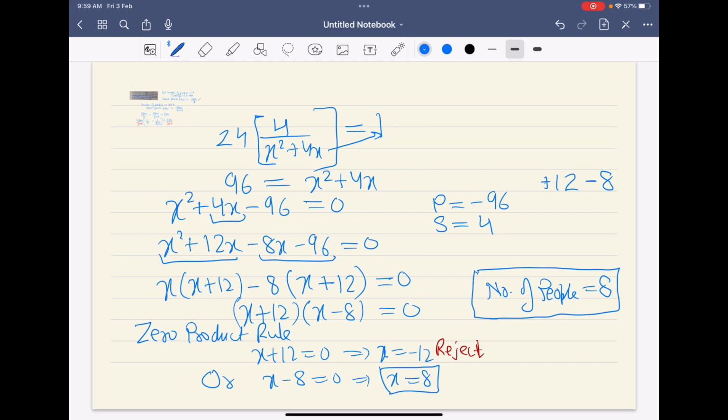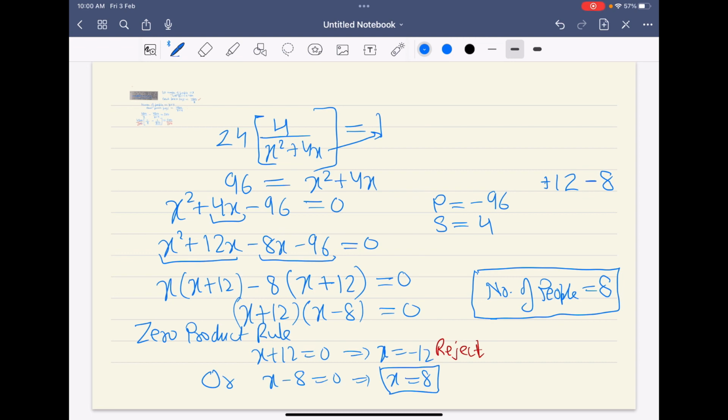Now we have solved this particular equation by doing the factorization, which is splitting the middle term. Sometimes what happens in the exam, if you are not getting the factors within the first few seconds, you should not be wasting too much time in finding the factors. Though finding factors is very easy, what we need to do is find the prime factors of 96, and from that combination look for the one which will give a product of minus 96 and sum of 4.